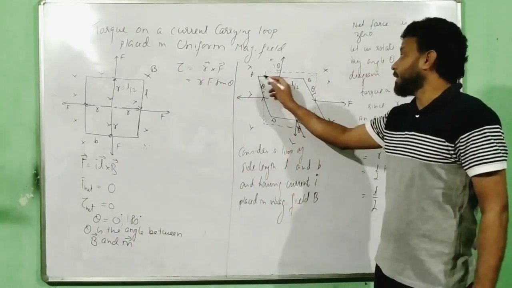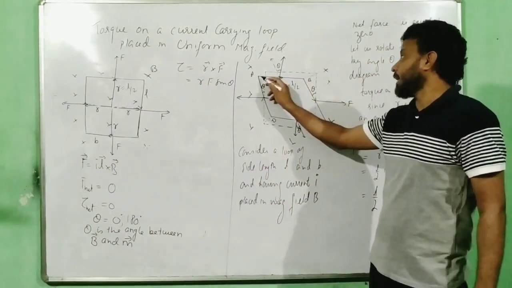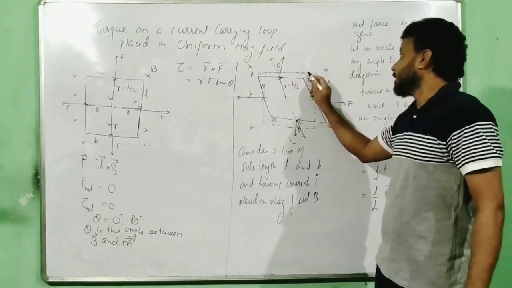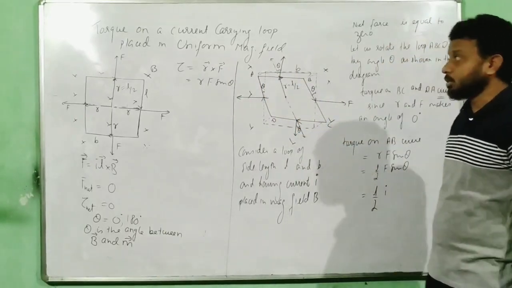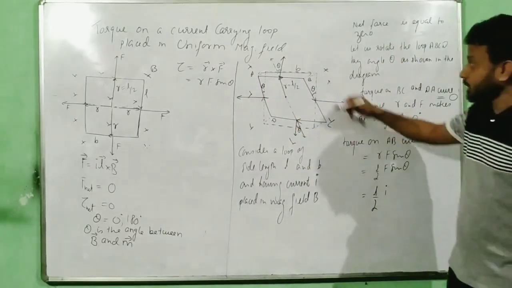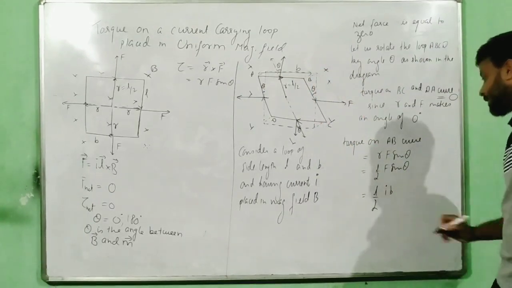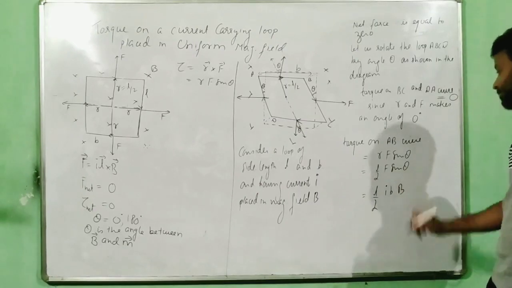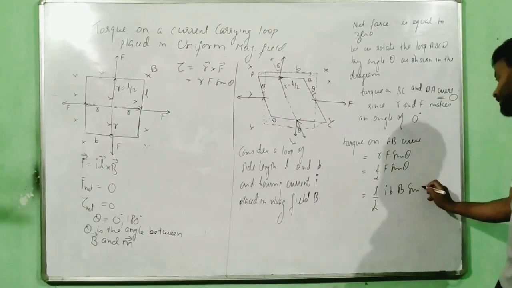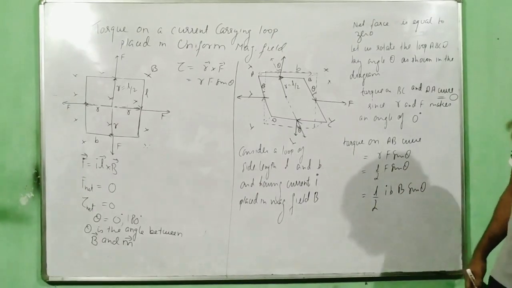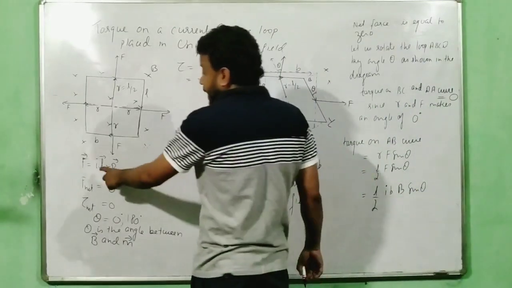So for AB length, this length is equal to how much? That length is equal to B, correct? Because this length is L and this length is B. So you will write here I B multiplied by B multiplied by sin theta, correct? Okay, remember the formula says ILB.